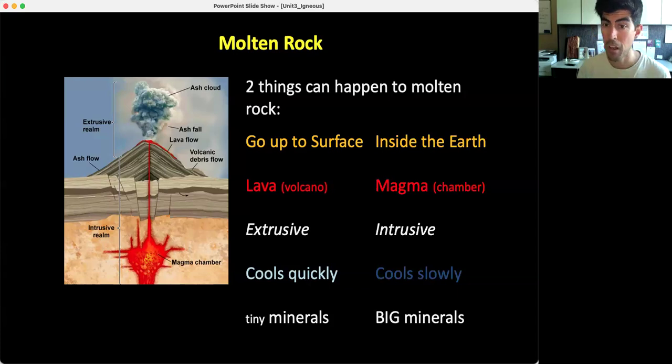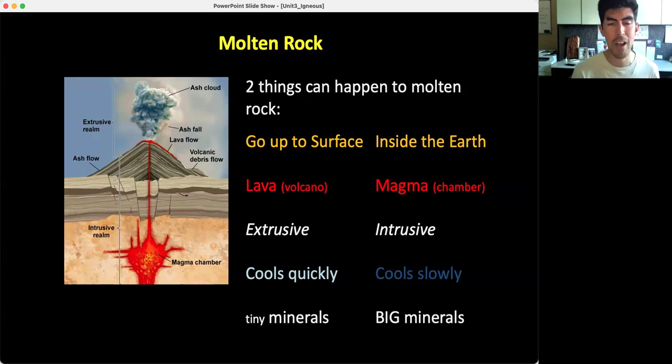Here's the second option. What happens if that magma doesn't go onto the surface? Let's just say it's totally cool, just chilling inside the earth. Well, it's not chilling, it's actually staying warm for a longer period of time. So for that, we still call it magma. Oftentimes its location is called a magma chamber. That magma chamber we give a term called an intrusive magma chamber because it's oftentimes intruding into other layers of the earth.